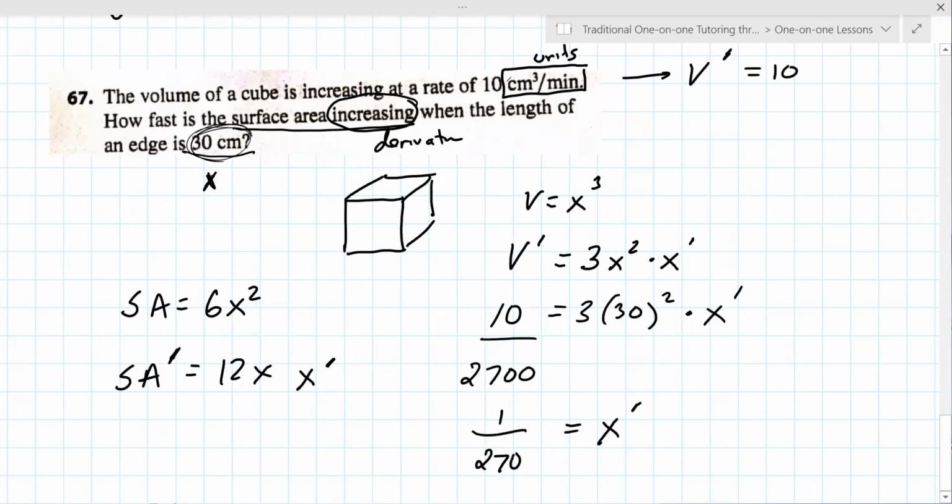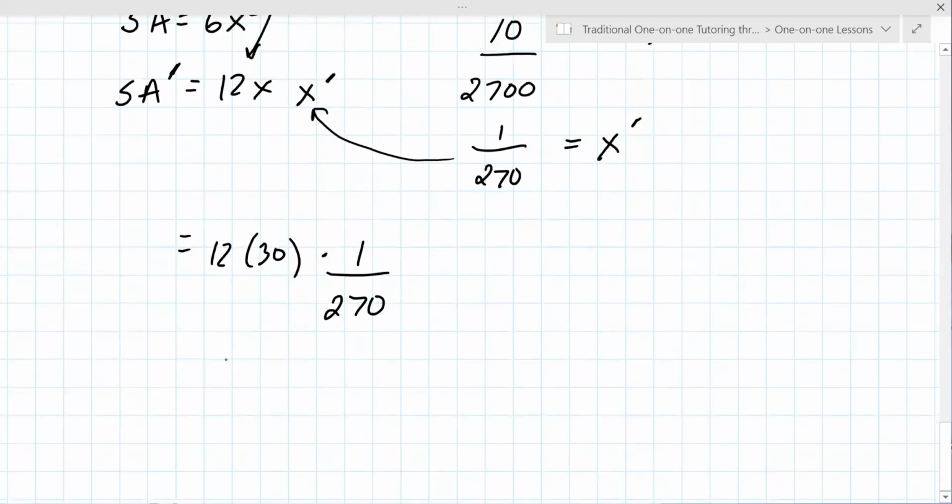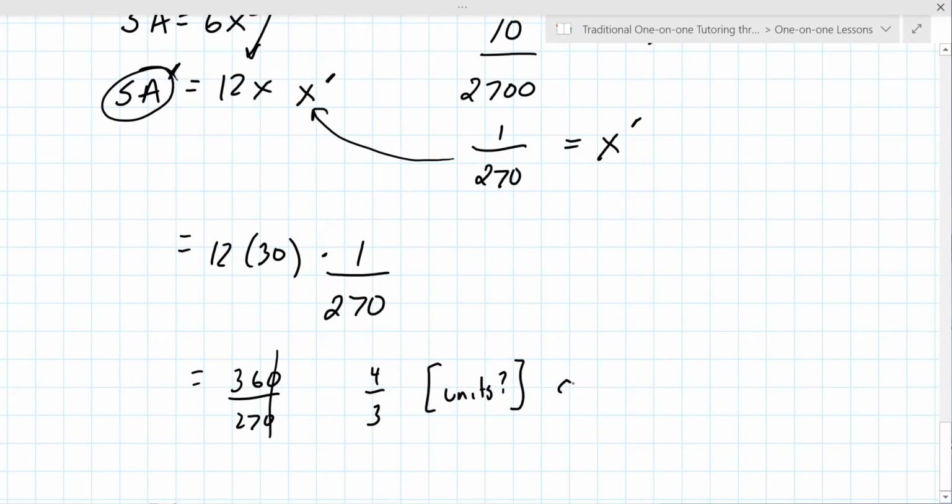Okay, so now you got X prime. You take this number, and you know X is 30. And now you finally have it. So it's 12 times 30 times 1 over 270. That's 360 over 270. The zeros cancel. 36 over 27, they're both divisible by 9, so it's 4/3. What are the units? Centimeters cubed per minute. Well, what's a unit of area? Oh, centimeters squared per minute, because it's the derivative.